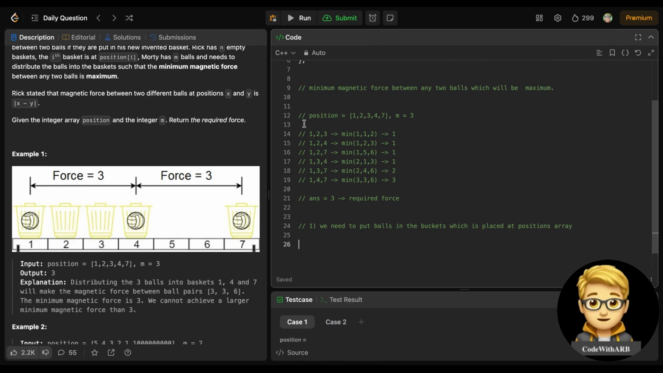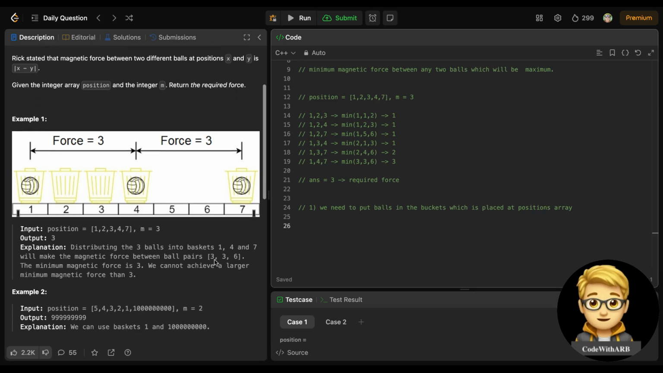Now I need to focus on this force. I need to calculate the force somehow. So how will I calculate the force? Basically, if you see the maximum force and the minimum force, what can I get? What would be the range of the force mainly? What would be the range of the force?